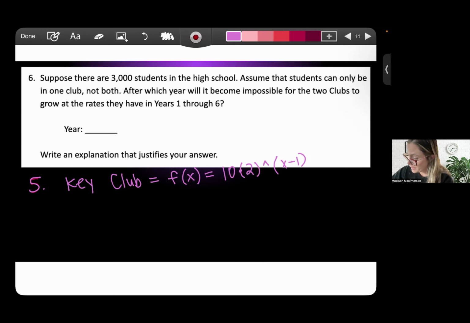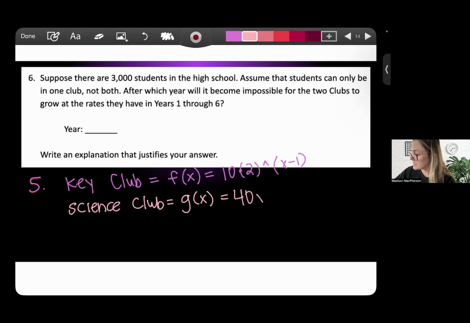We're starting on number 5, and I'm giving you guys these answers because we haven't actually covered how to write exponential equations. All right, and then for the Science Club, it's going to be g of x equals, we're increasing by 40, so that means our slope is 40. So we're going to have 40x, and we started with 20 kids, so plus 20. If you want to just copy and paste those from the chat, those of you that are here, you are welcome to do that.